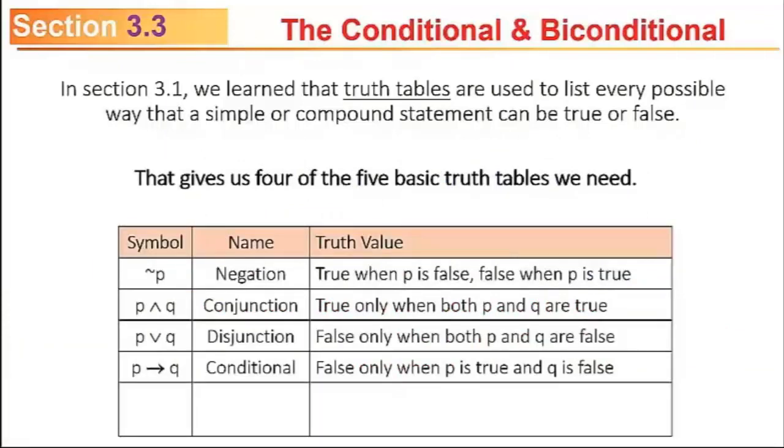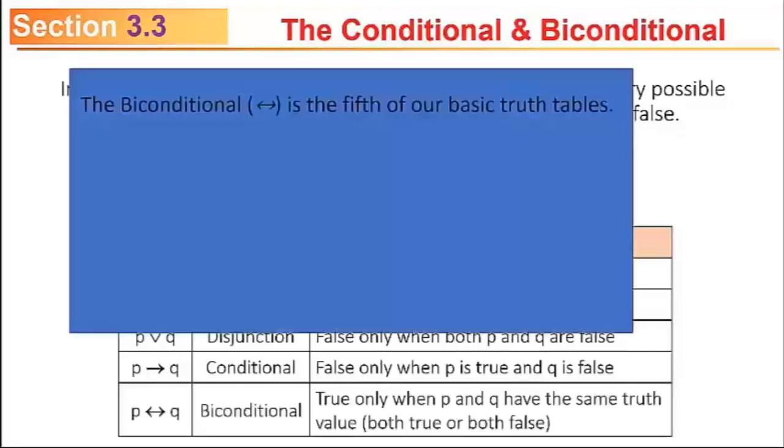Now we're up to 4 of the 5 basic truth tables we will need to complete our study of logic. We started out with the conjunction and disjunction in section 2. We added the negation. Now we're adding the conditional. The 5th one is called the biconditional.